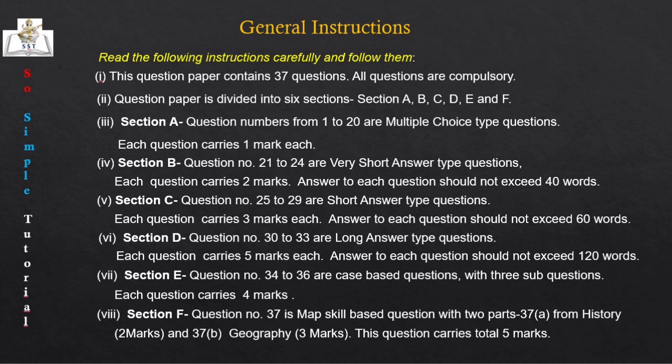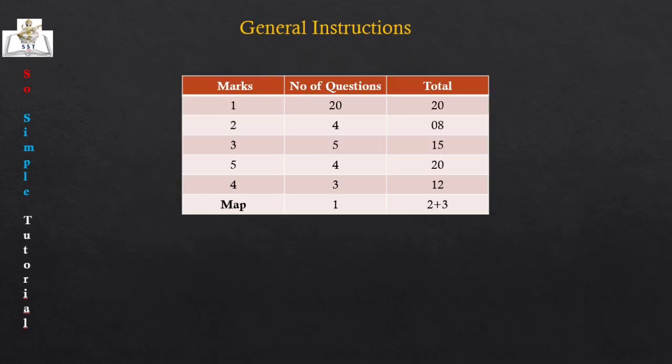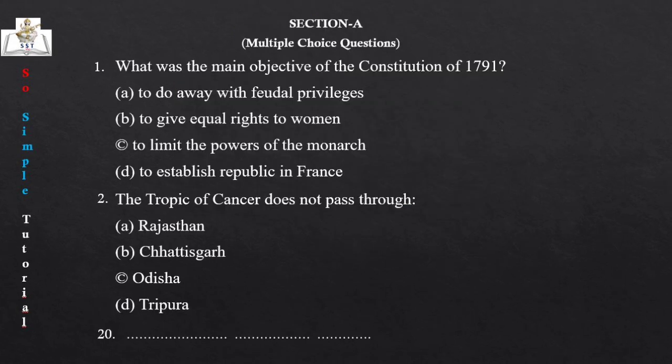Section E contains case-based or source-based questions. They are 3 in number and carry 4 marks each. Lastly, section F is a map-based question. There will be 2 questions from history and 3 questions from geography. So altogether there will be 20 1 mark questions, 4 2 marks questions, 5 3 marks questions, 4 5 mark questions, 3 4 mark questions and 1 map question. Total 80 marks.